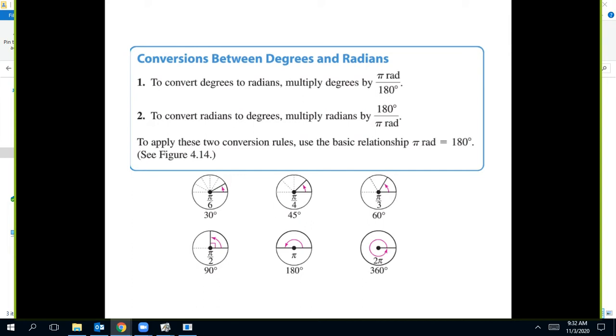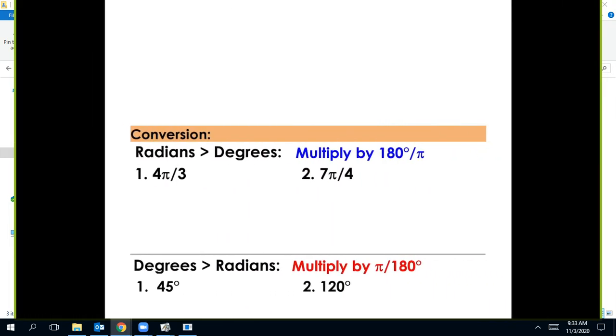We do have some formulas we can use. To convert from degrees to radians, we multiply by pi over 180, and to convert from radians to degrees, we multiply by 180 over pi. So we'll do a couple of examples.